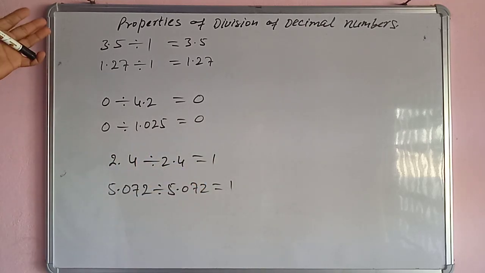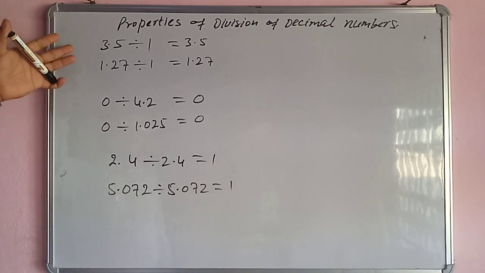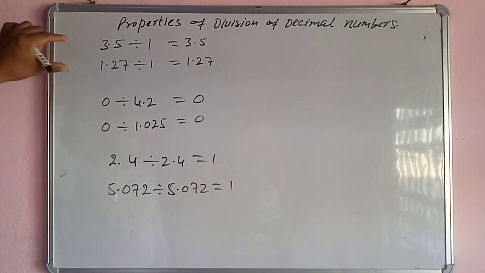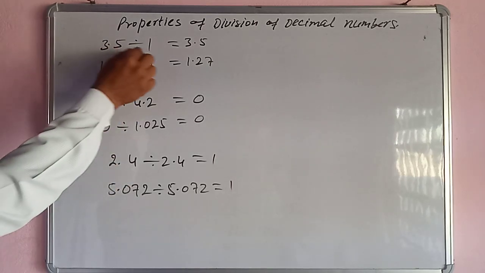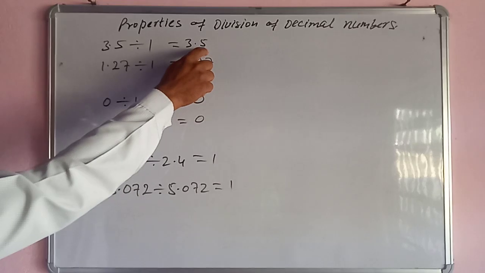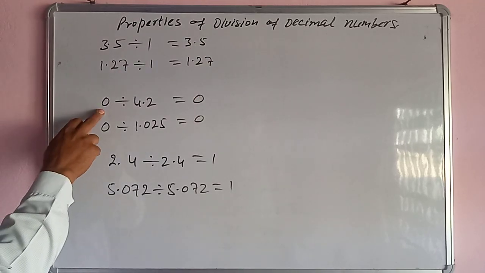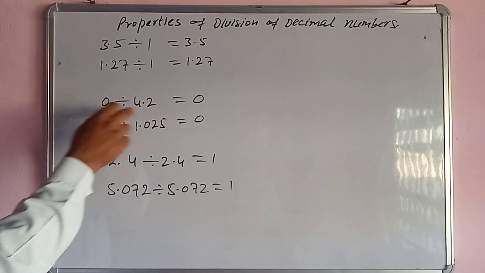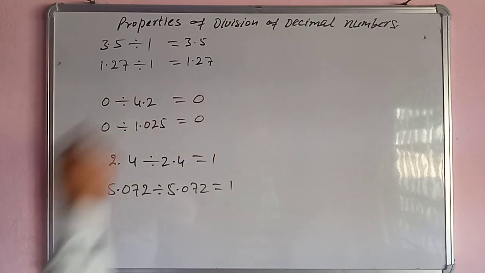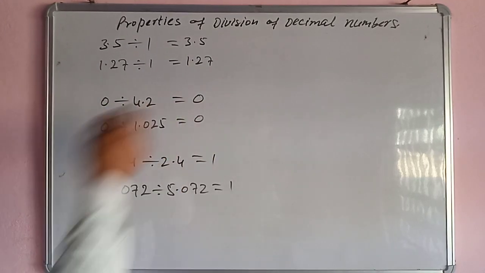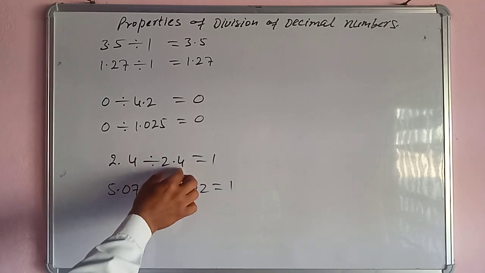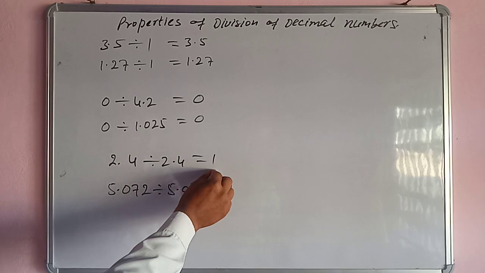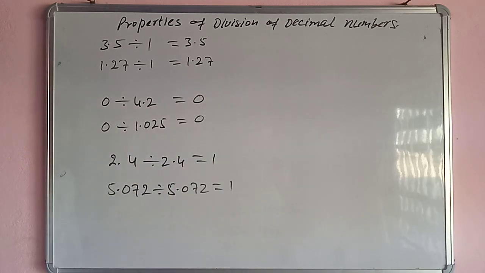So these are the three properties of division of decimal numbers that we use. The first property: if we divide any decimal number by 1, the answer is always the number itself. The second property: if we divide 0 by any decimal number, the quotient is always 0. And if we divide any decimal number by the same decimal number, the quotient is always 1.